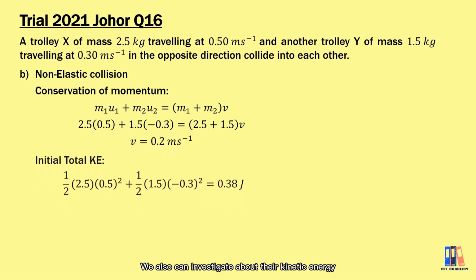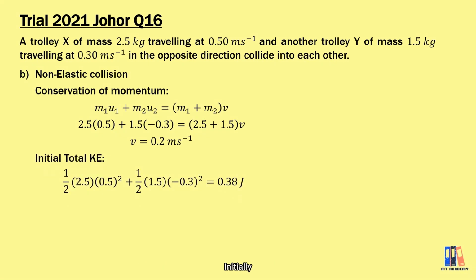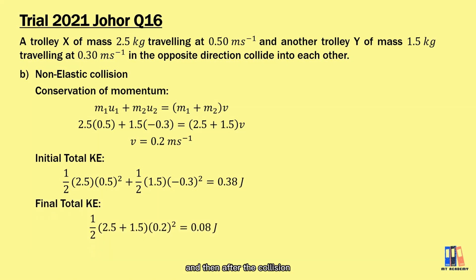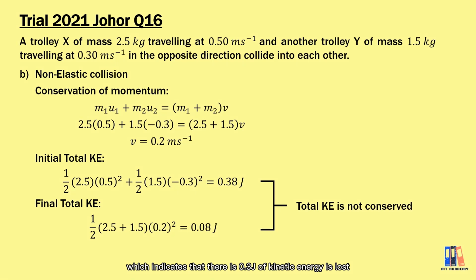We also can investigate their kinetic energy. Initially, the total kinetic energy in the system is equal to 0.38 joule, and then after the collision, putting in the value of final velocity, the total kinetic energy now is only 0.08 joule, which indicates that 0.3 joule of kinetic energy is lost. According to conservation of energy, energy can be neither created nor destroyed, so it must have been converted into another form. So this is the inelastic collision.